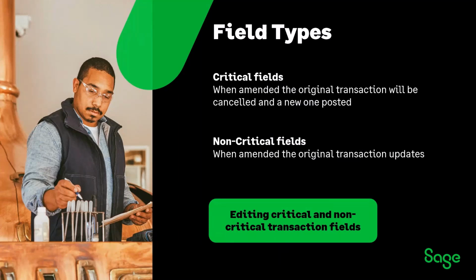And then you've got your non-critical fields. Those are amendments that can be made with no reversal or cancellation of the original posting. They tend to be more around the details of the transaction, like your transaction reference, transaction details, department, payment reference, bank reconciliation flag.